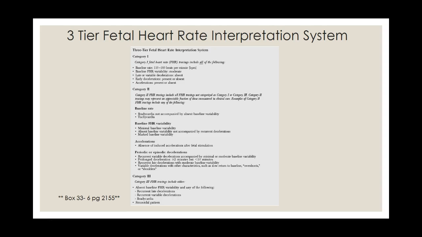I'm not going to ask you guys this on your test, but I do want you to be familiar with it, and it is in your book. There is a 3-tiered fetal heart rate interpretation system that is now evidence-based and used in all facilities. The reason that this was developed is because it makes it very easy to call your physician and say, I have a Category 2 fetal heart rate strip, or I have a Category 1 fetal heart rate strip. And that physician knows exactly what you mean.